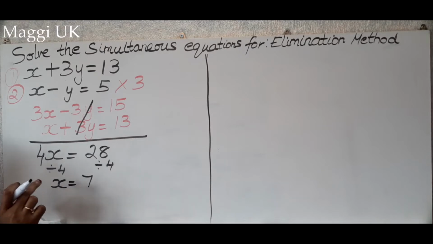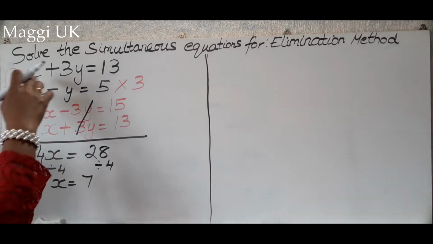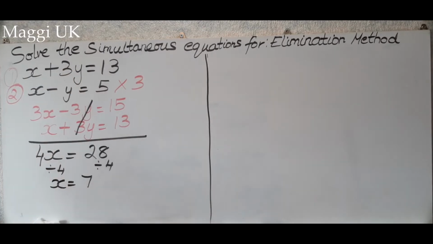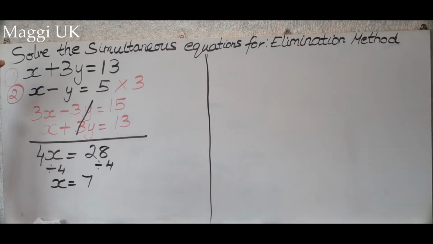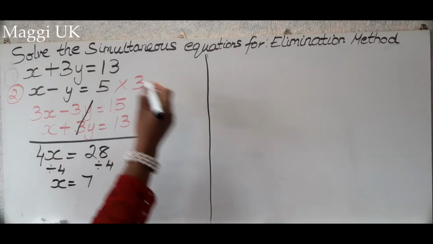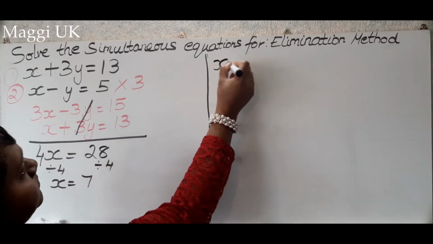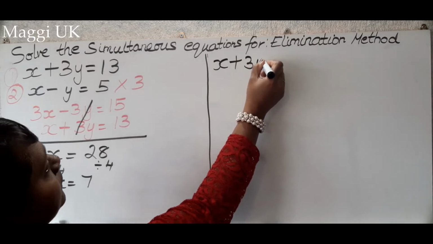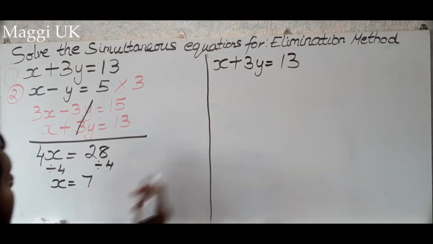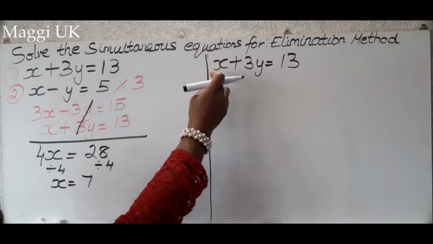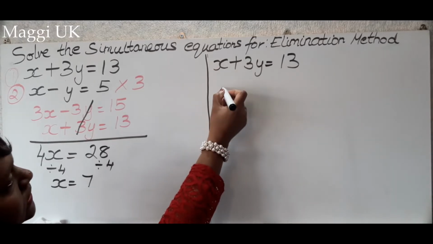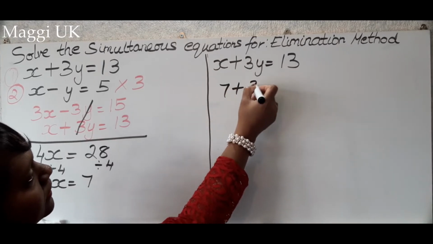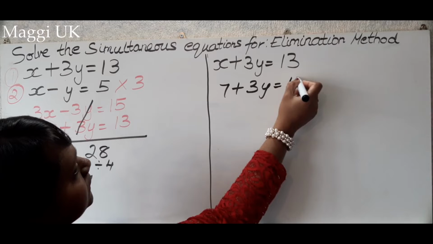We can take either one of the equations and substitute the value of 7 into it. I'm going to take the first equation, which is x plus 3y equals 13. I bring the x value and substitute it in for x, which gives 7 plus 3y equals 13.